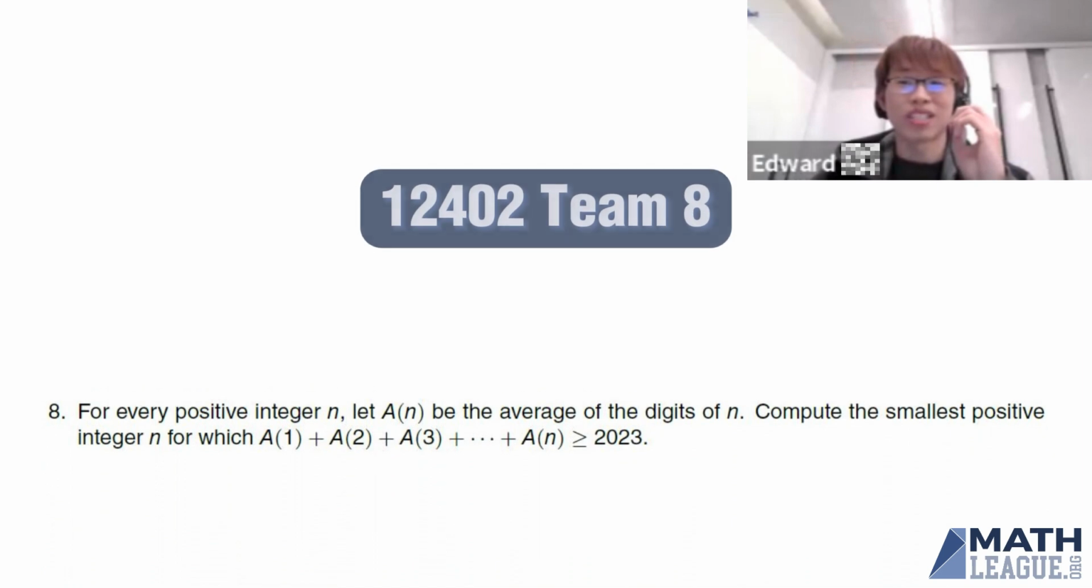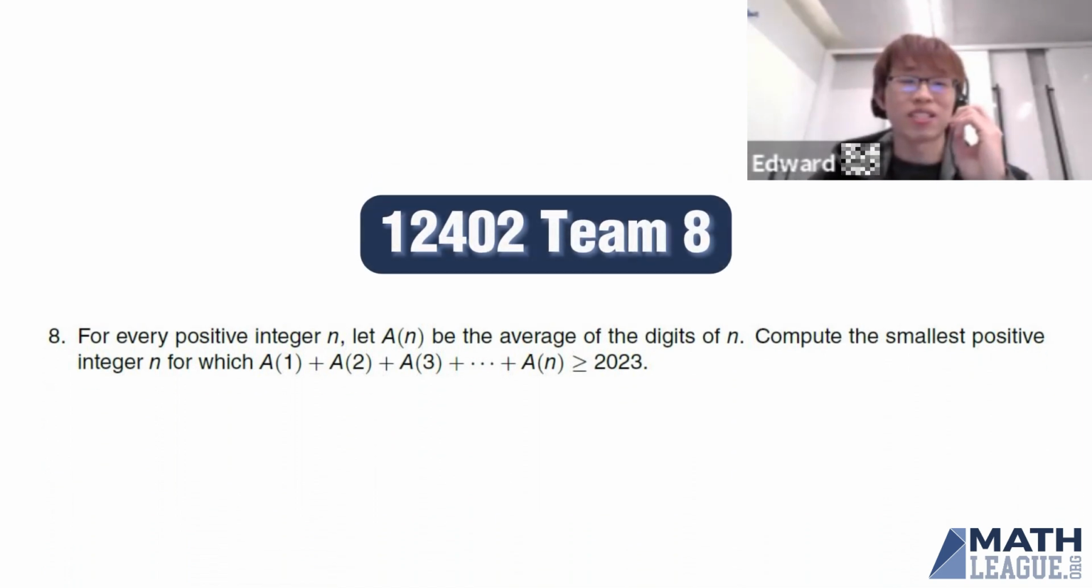So team 8 was algebra and reads: for every positive integer n, let a sub n be the average of the digits of n. Compute the smallest positive integer n for which a sub 1 plus a sub 2 all the way to a sub n is greater than or equal to 2023.